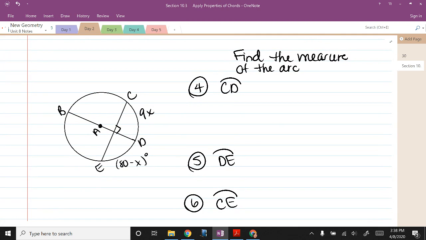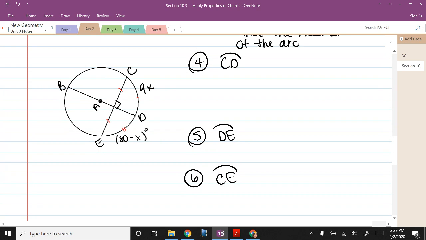All right. Find the measure of the arcs. So this time, instead of focusing on the segment, it's going to focus on the arcs. And BD right here is a diameter that goes through center A. So that's a diameter. That means that these two segments are congruent, and it also means these arcs are congruent. So if two things are congruent, I can set them equal to each other. So before I can find the measure of the arcs, I need to find what x is. So I know that CD is going to be congruent to DE. So I can set 9x equal to 80 minus x.